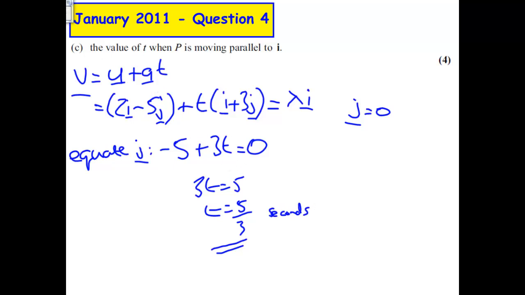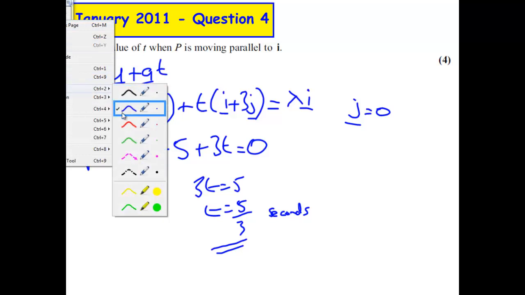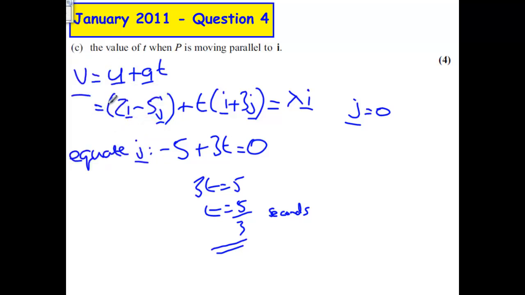So in terms of where the marks are allocated here, you would get a method mark for writing this general expression for the velocity of p at any given time. Okay. Now, setting this equal to lambda i, or essentially knowing that the j parts of this vector must cancel out, that is a second method mark, and you get an accuracy mark for getting to this equation. And then solving this correctly to get your final answer of 5 over 3, that is your fourth mark for this question.